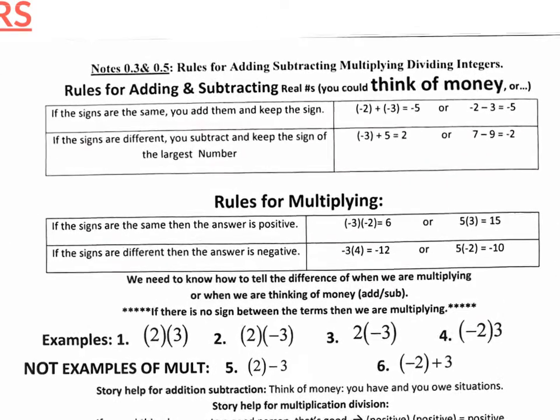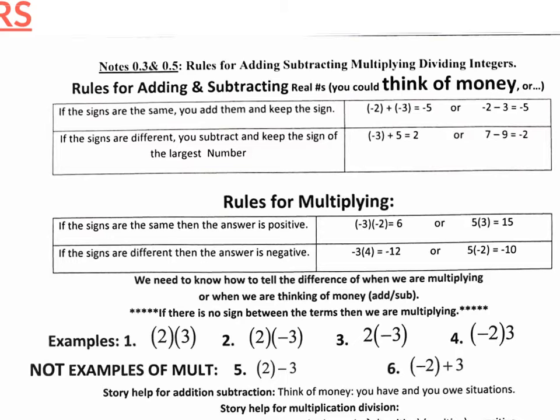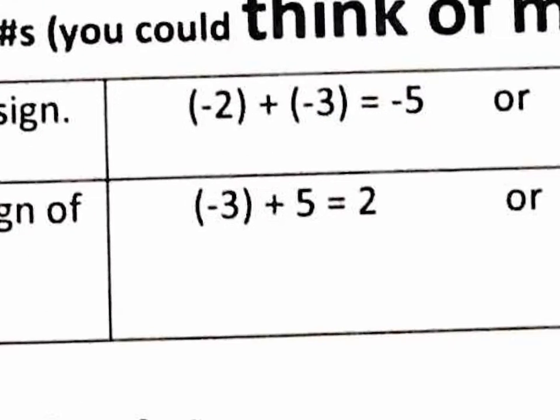So, rules for adding and subtracting. I say think of money, right? What do I mean by think of money? Anything that has a negative sign or a minus sign means that you owe. Anything that's positive means that you have. So if we look at this guy, this is saying -2. That's saying that I owe $2, right? A -3 means that I owe $3. So if I owe somebody 2, I owe somebody 3, I owe a lot, I owe a total of 5, okay?